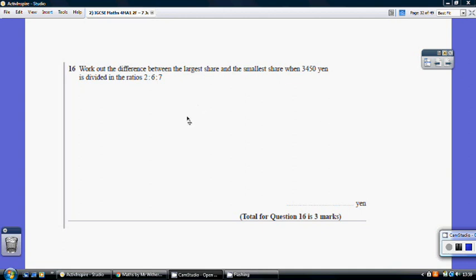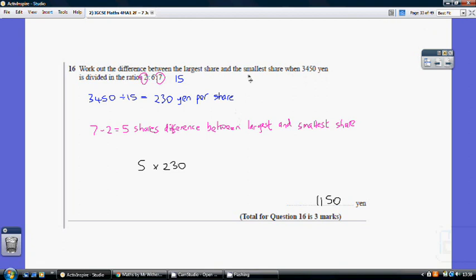Question 16. Work out the difference between the largest share and the smallest share when 3,450 yen is divided in this ratio. Well, there are a number of ways of doing this. I'm just going to do it the quickest way. So first things first, how many shares have we got? Well, 2 add 6 add 7 is 15. So how much is each share worth? Well, you do 3450 divided by 15. So each share is worth 230 yen.